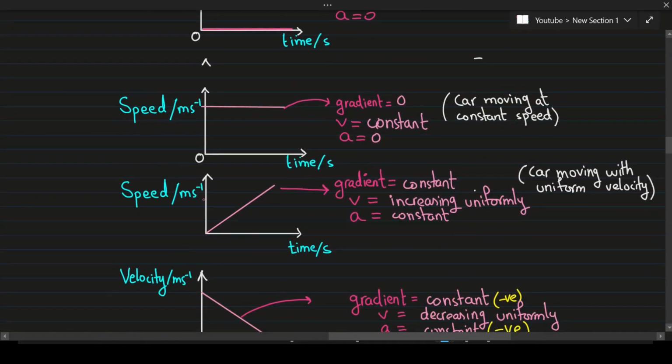Then this graph shows that there is a constant gradient. If the gradient is constant, then acceleration would be what? Constant. And acceleration being constant means that there is a constant change in velocity. So it's moving like 40, then 60, then 80, so the speed is increasing, but at a constant rate.